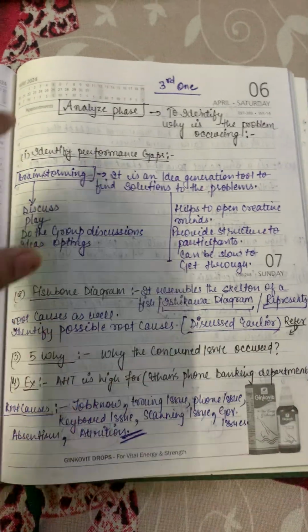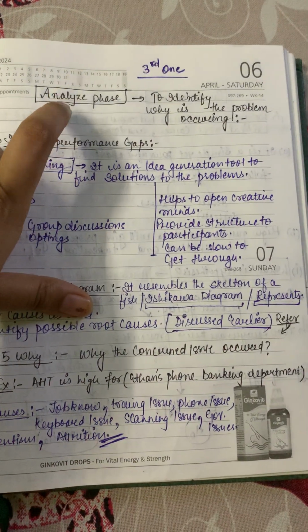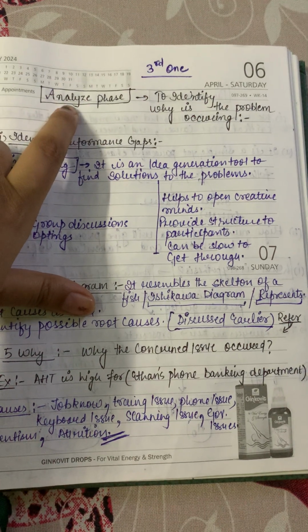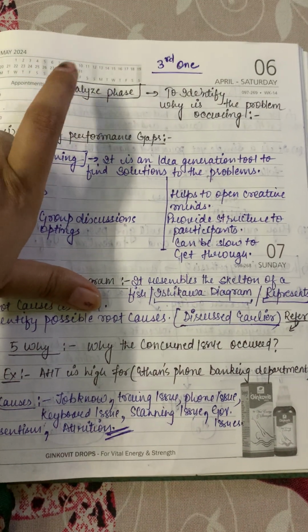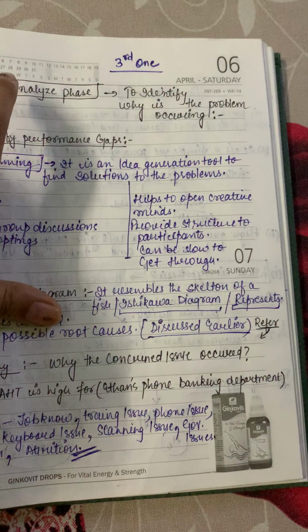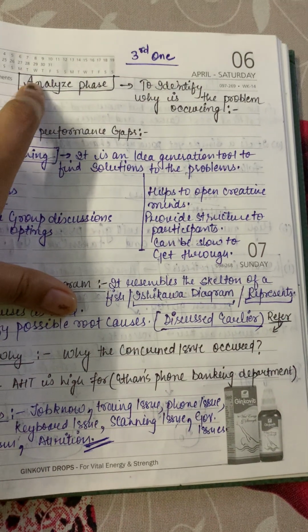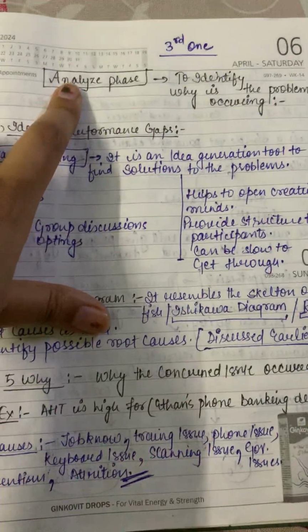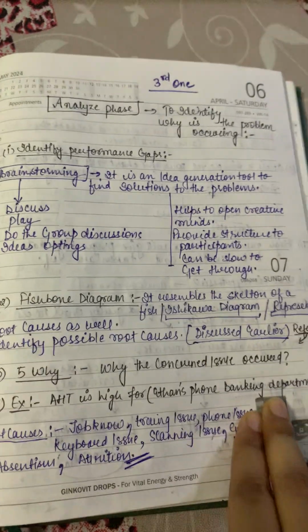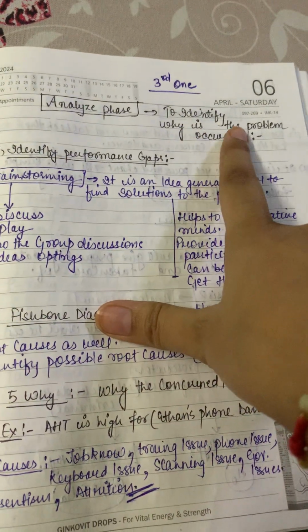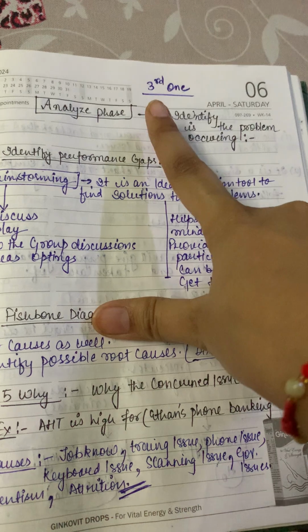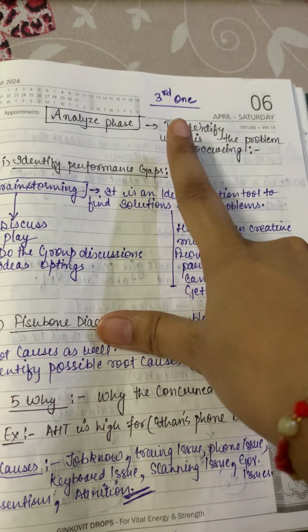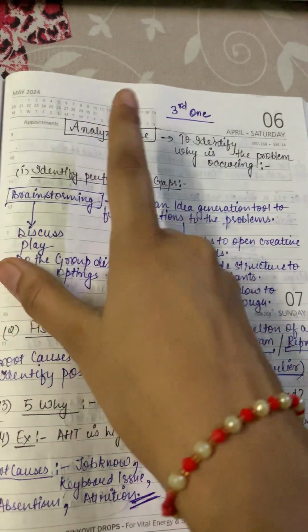Hi, so let's talk about the analyze phase now. That is the third point of the DMAIC process, that is DMAIC: define, measure, which we have already discussed. Now it's time for analyzing the defects or the issues we got. First of all, its definition is to identify why the problem is occurring. We need to analyze it.